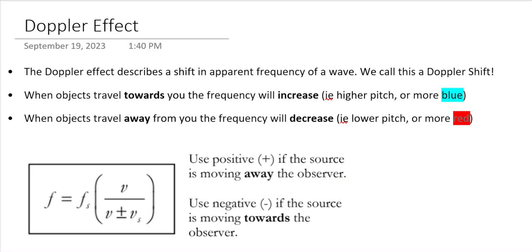Hello and welcome to my video about the Doppler effect. So the Doppler effect describes a shift of apparent frequency in a wave. We call this the Doppler shift. And this happens with different types of waves.